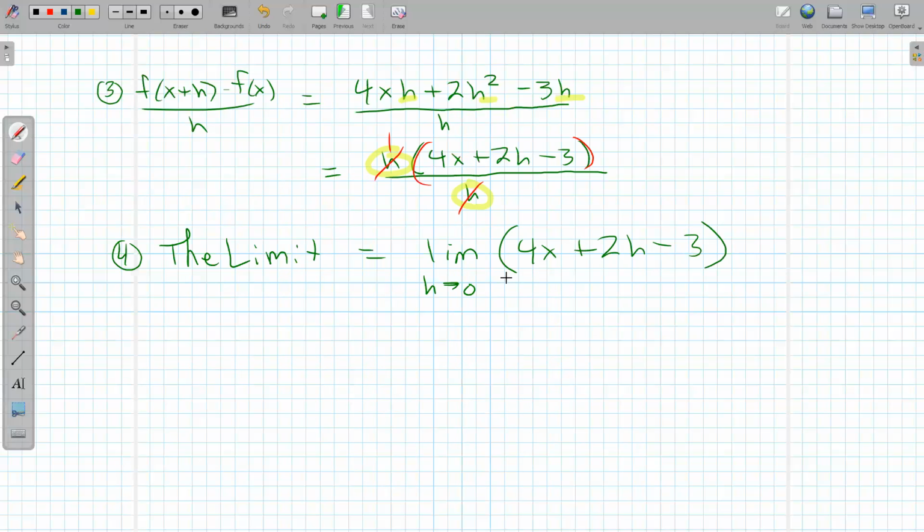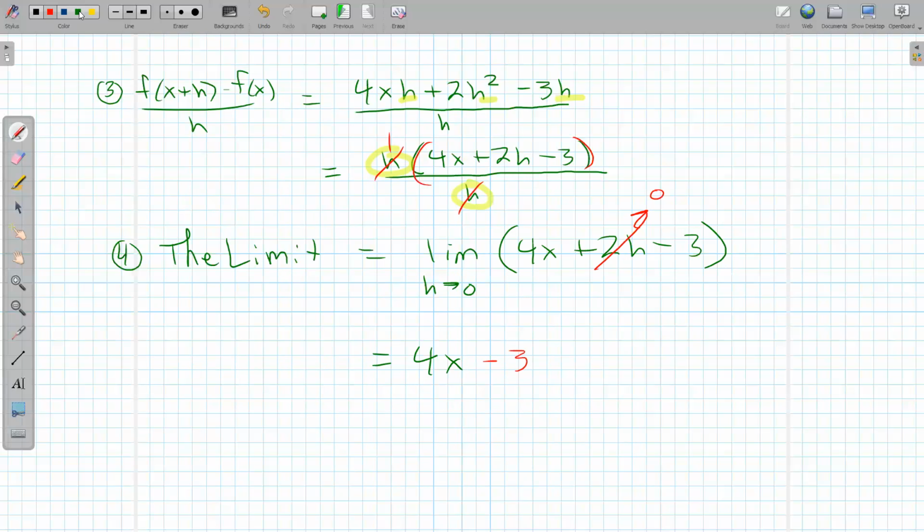And the 4x has no h in it, so it doesn't care what h is doing there, so I'm just going to have a 4x. Well, 2 times h is getting smaller and smaller. 2 times a small number is still a small number, so that whole thing is going to 0 right there. Let's use a different color. So in the limit, this part right there is going to 0. And 3 is just 3. It's just hanging out saying, hey, I'm just 3, take me away.